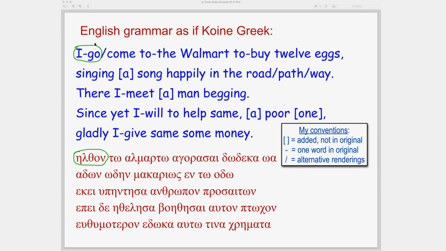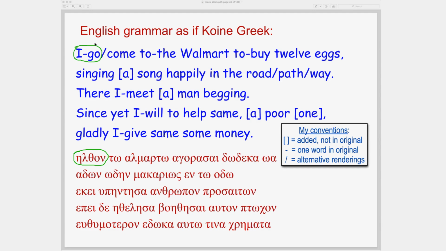Eilthon. Eilthon. This is the inflection, the conjugation of the verb that includes the word I, because the verb is conjugated such that it is first person, not second person, third person. So there's an implied I in here. Okay. But those two words are together.